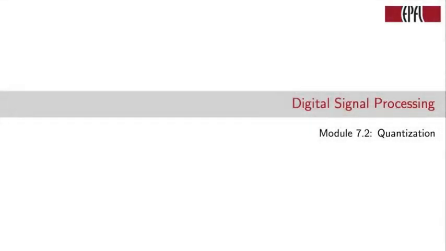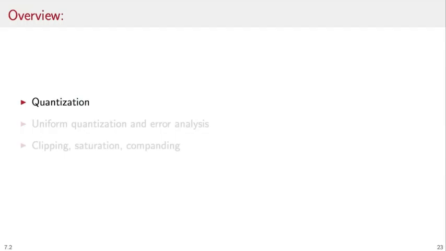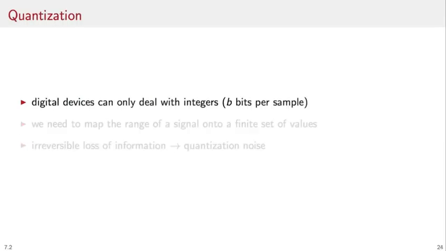Hi, and welcome to Module 7.2 of Digital Signal Processing, in which we will talk about quantization. We will examine quantization in general terms, and then concentrate on uniform quantization and the associated error analysis, and then we will briefly talk about clipping, saturation, and compounding.